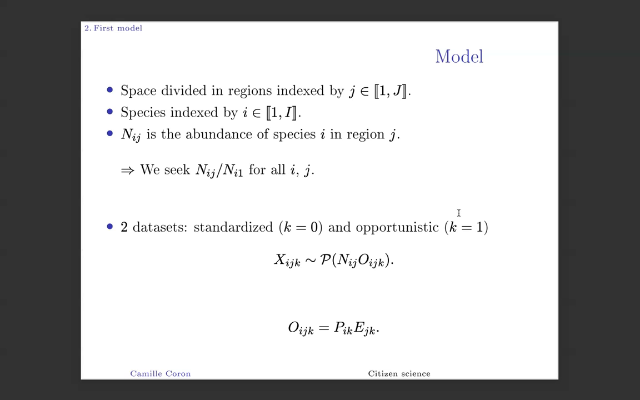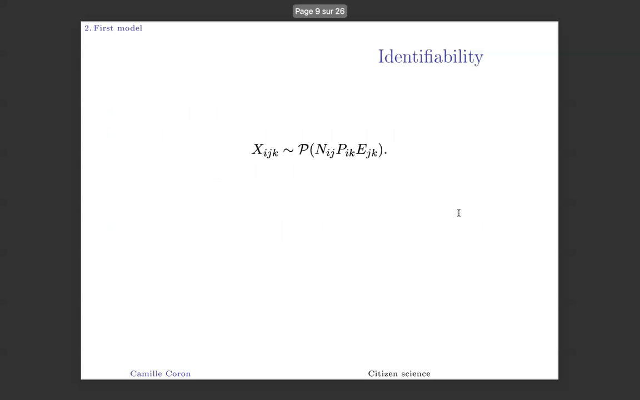We are forced to make some hypotheses, otherwise Nij will obviously not be identifiable. So this is our model. You see that Nij like this is not identifiable, because if you multiply Nij by some lambda j, for instance, and divide Ejk by the same lambda j, then your data will have the same law, but the Nij will not be the same.